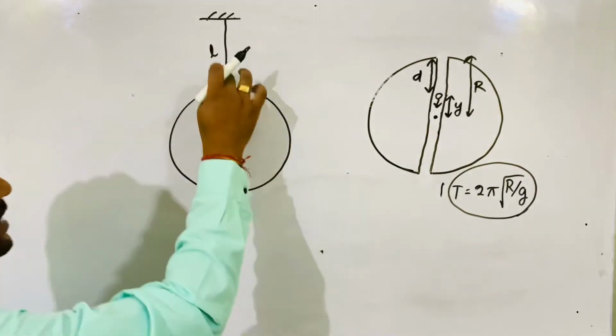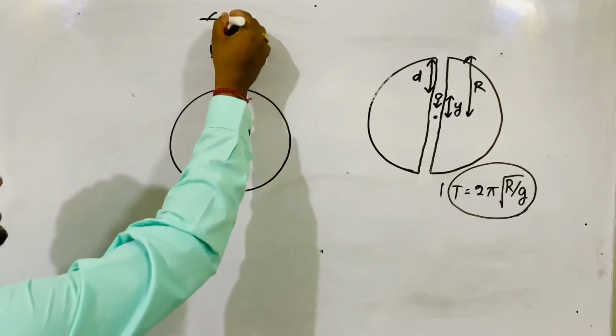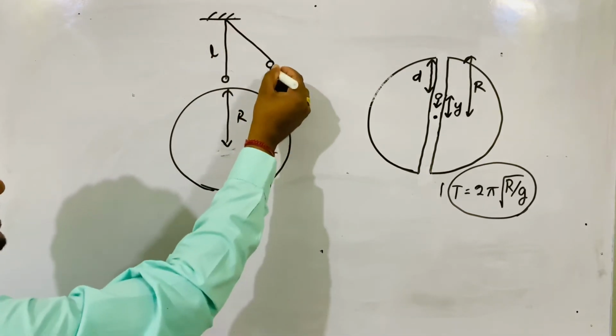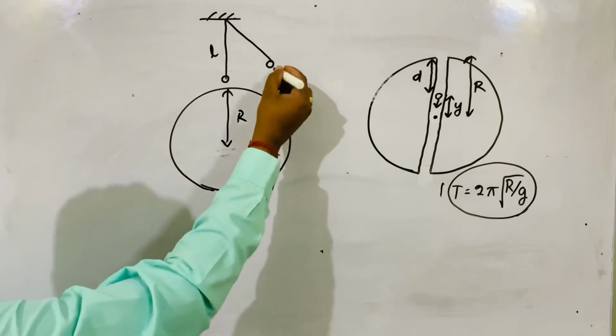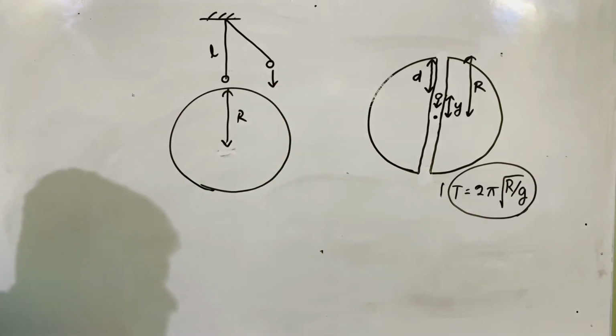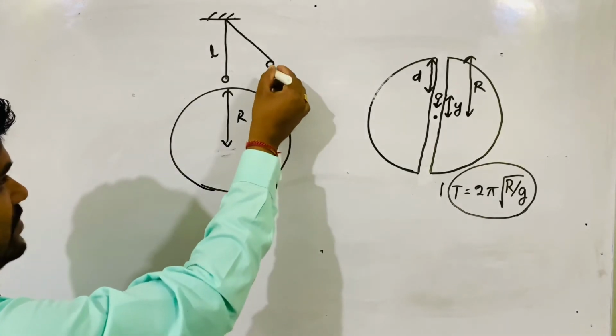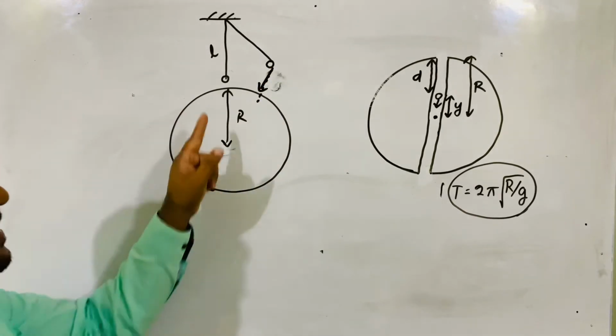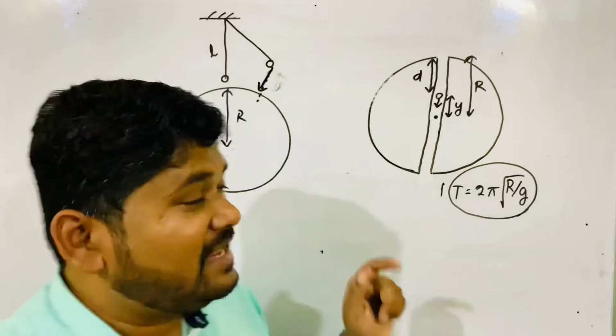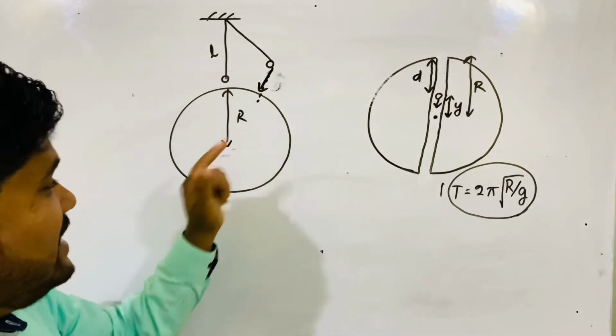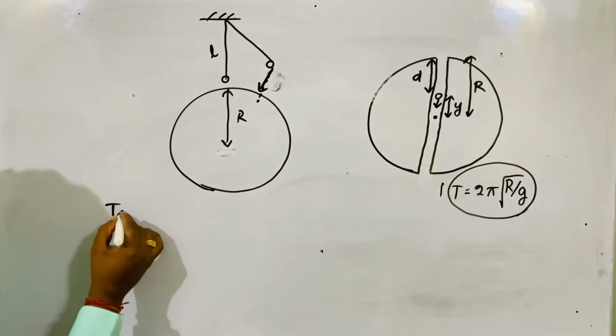If the length of the pendulum is comparable to the radius of earth, when the pendulum executes SHM, where will the weight act? Will the weight act in the downward direction like this? No. The weight will act towards the center of earth, meaning the weight will be in this direction. When the pendulum length is very large, comparable to the radius of earth, do you know what the time period expression is?